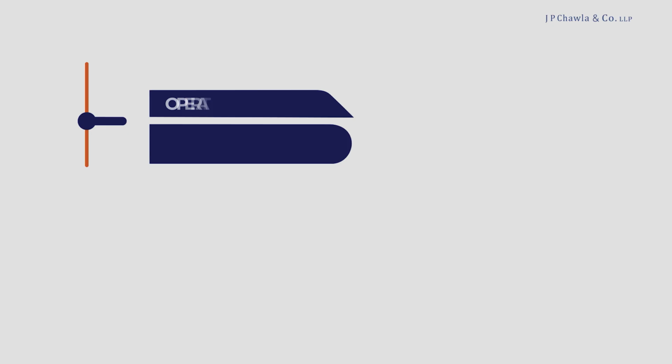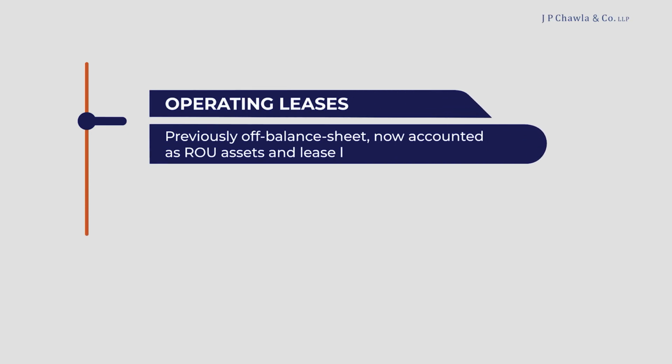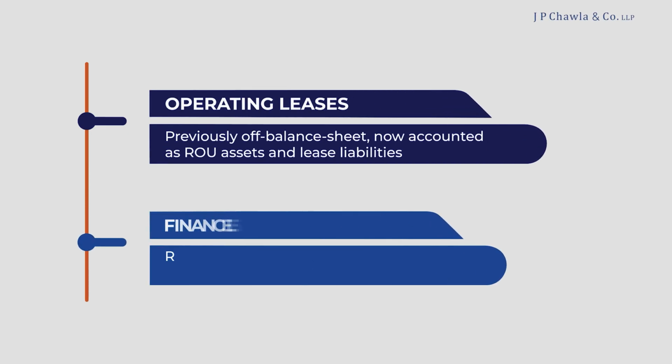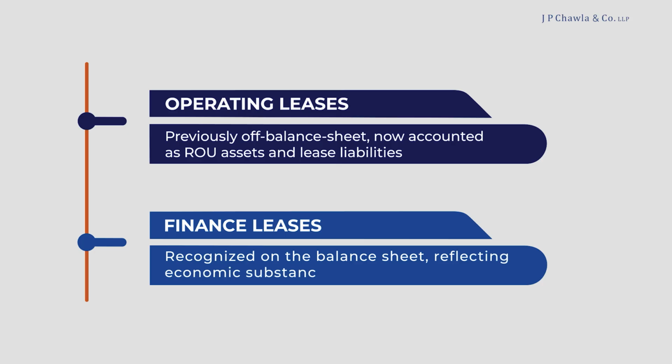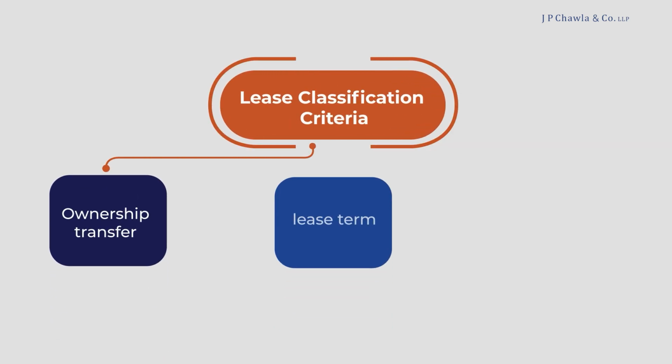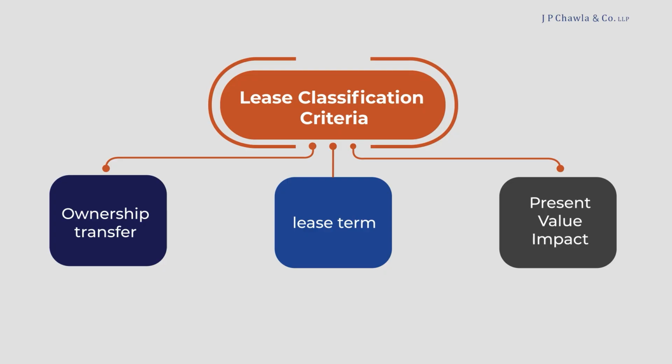Lease classification under Ind AS 116 follows a more transparent approach, with most leases now being recognized. Key classifications include operating leases, previously off-balance sheet items, now accounted for as right-of-use assets and lease liabilities. Finance leases, recognized on the balance sheet, reflect economic substance. Lease classification criteria such as ownership transfer, lease term, and present value of the payments determine classifications.